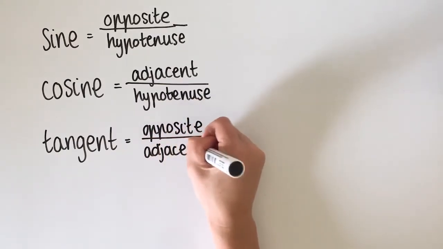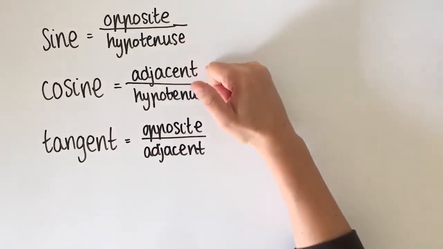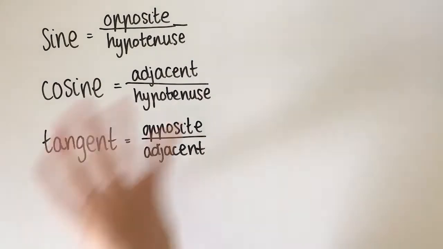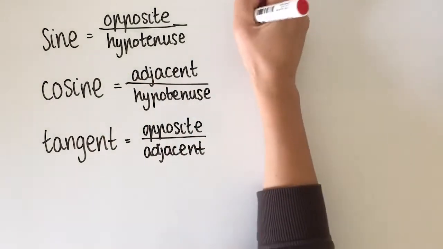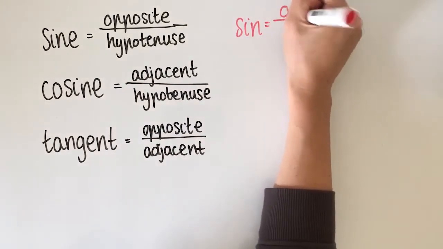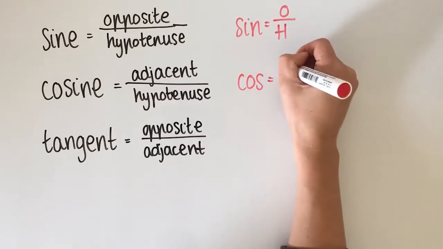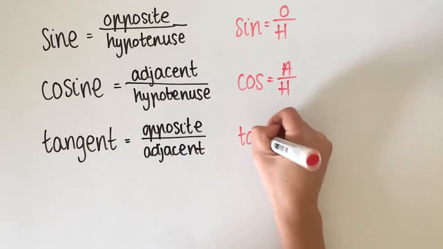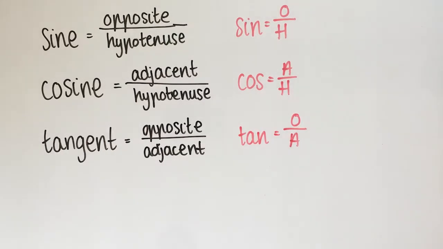Now it's really important that you write it like that: opposite over hypotenuse, adjacent over hypotenuse, and opposite over adjacent, because that will affect your information. So a way that we can do this in shorthand is we have sine is for O over H, cos is for A over H, and tan is for O over A, okay?